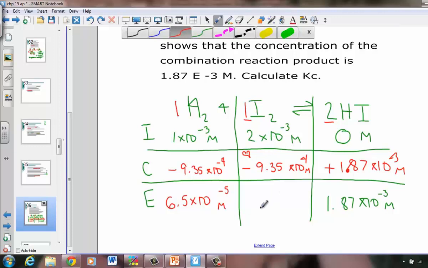Let's subtract to find the equilibrium concentration of iodine. 2E negative 3 minus 9.35 E negative 4, and I get a value of 0.001065 molar units.